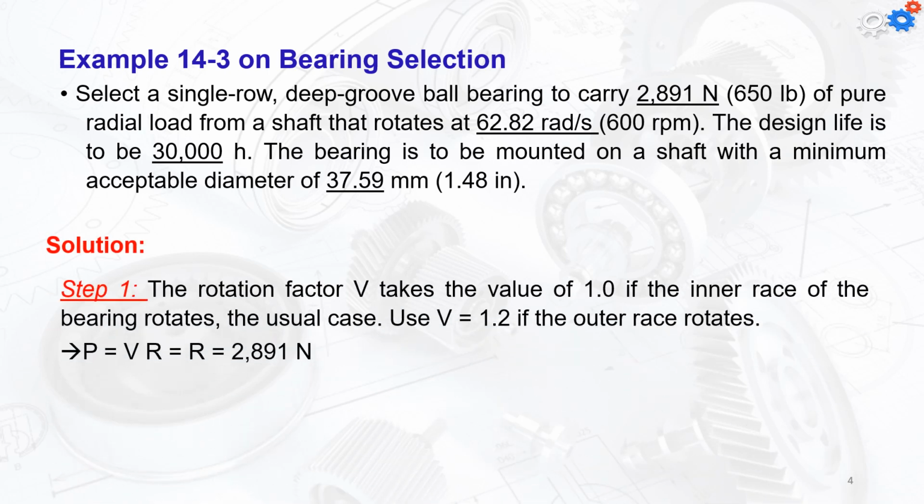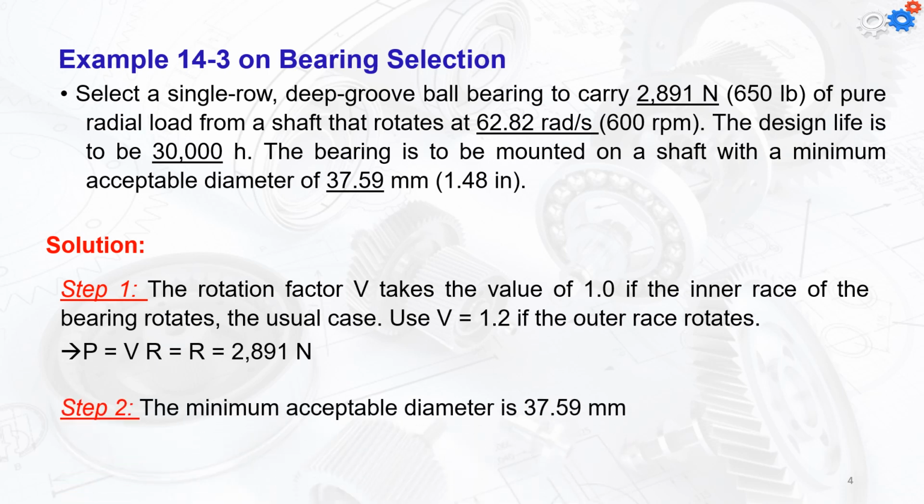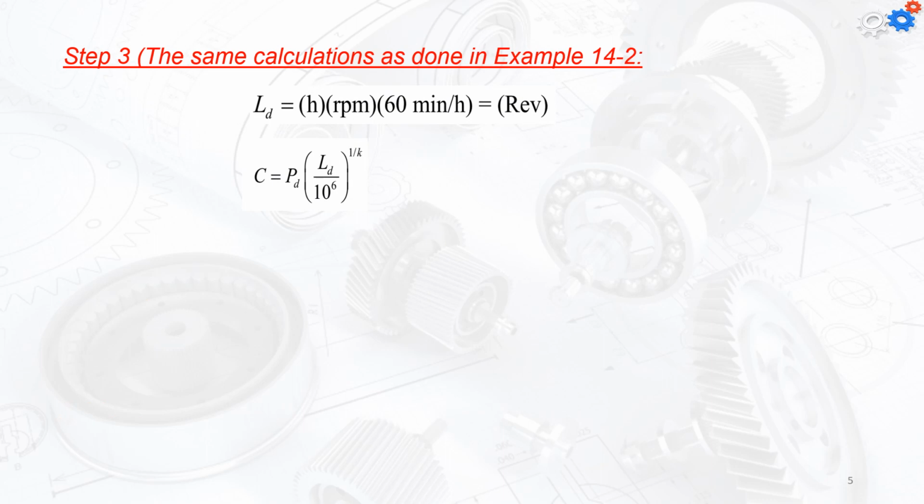So the solution steps: first, the rotation factor V takes the value of 1 if the inner race of the bearing rotates, as is the usual case. Use 1.2 if the outer race rotates. So we start with V equal to 1, and then the P value is 2,891. Step 2, the minimum acceptable diameter is 37.59 millimeters.